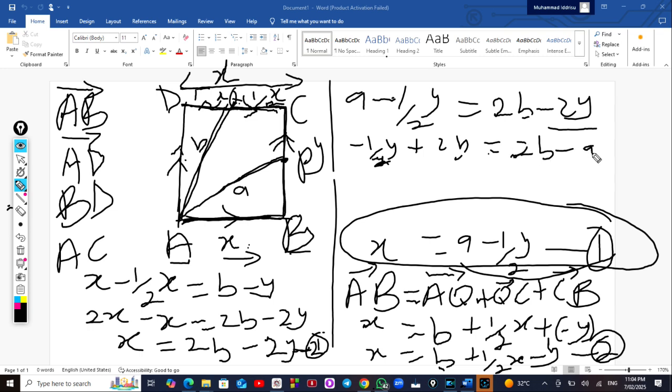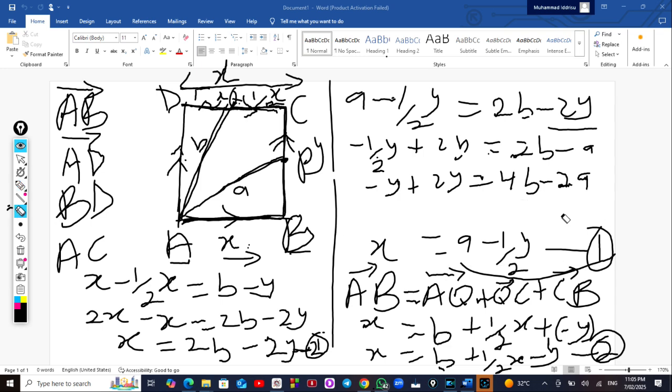2b minus a. So we can multiply through by what? 2. This is half. Let me just cancel and I will write it. Okay, then we have something like this. Now it's fine. So multiplying through by 2, we have negative y plus 2y is equal to 2 times 2b, that's 4b minus 2a. Negative y plus 2y is the same as y.